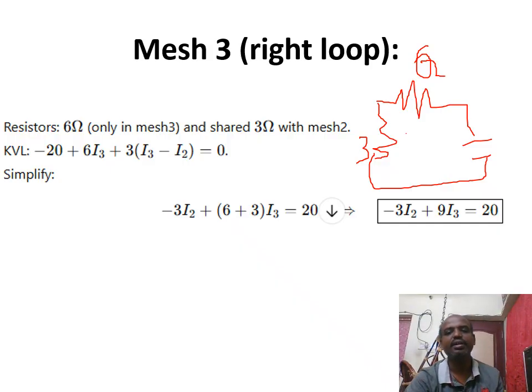So here we consider that the current I3 will be positive while finding the voltage drop across this third resistor. We need to assume that I3 will be positive. So from this, the final expression will be, with a small correction, minus 3I2 plus 9I3 equal to minus 20. This will be marked as equation 3.